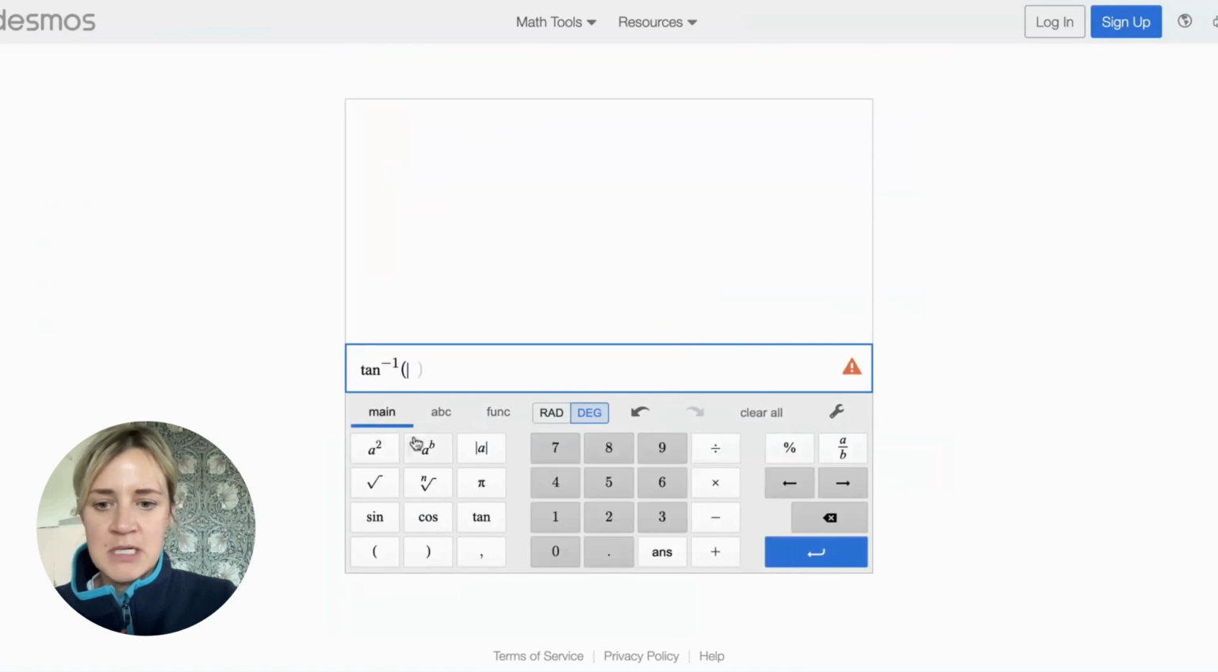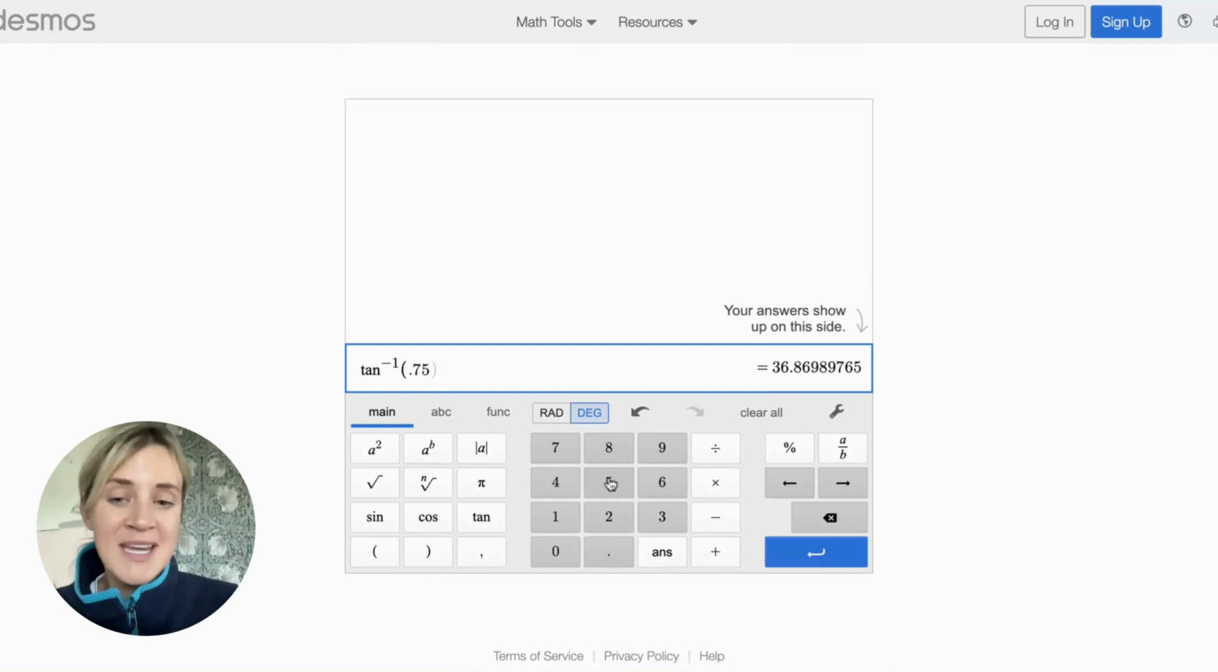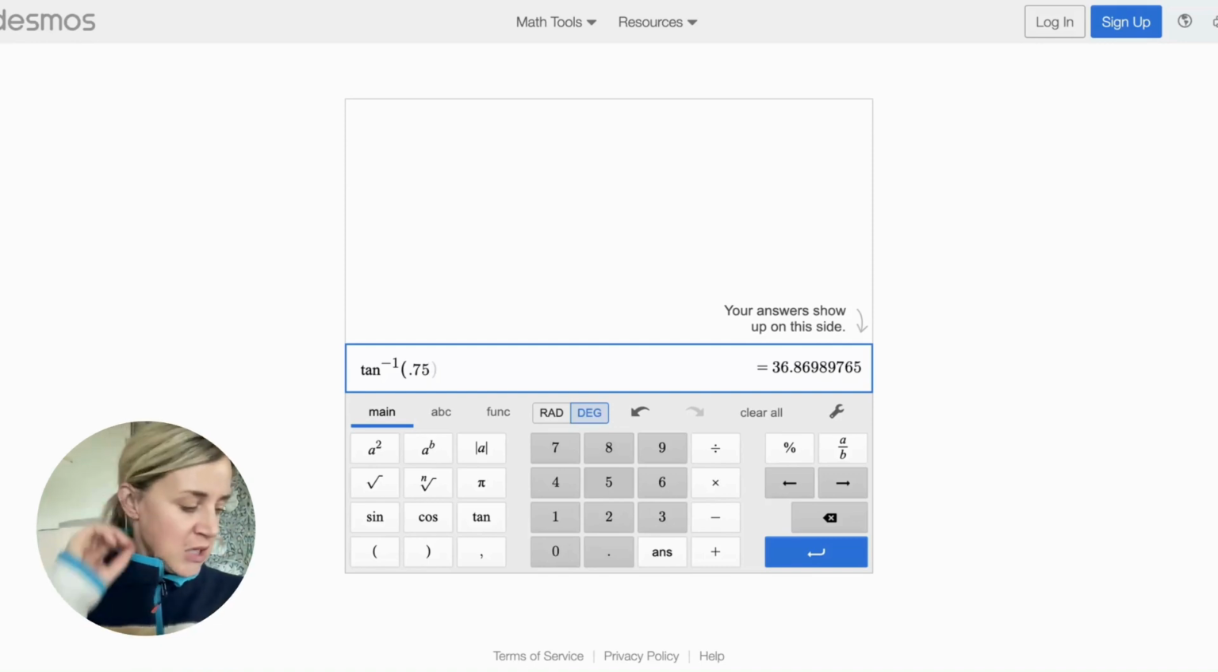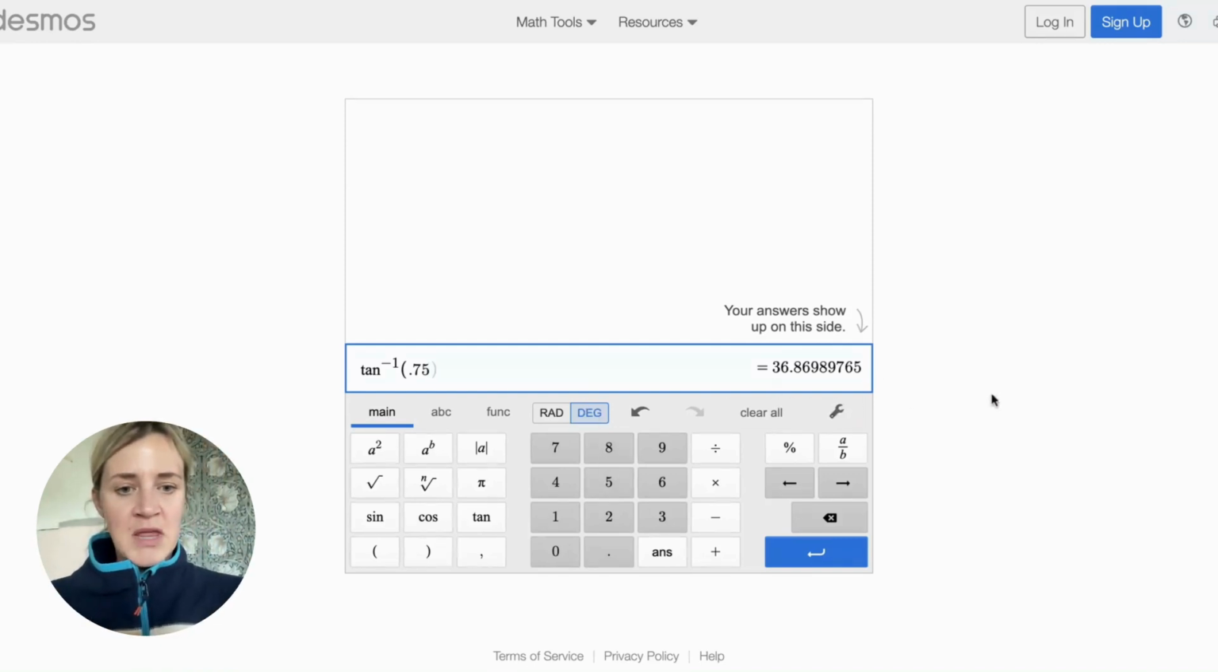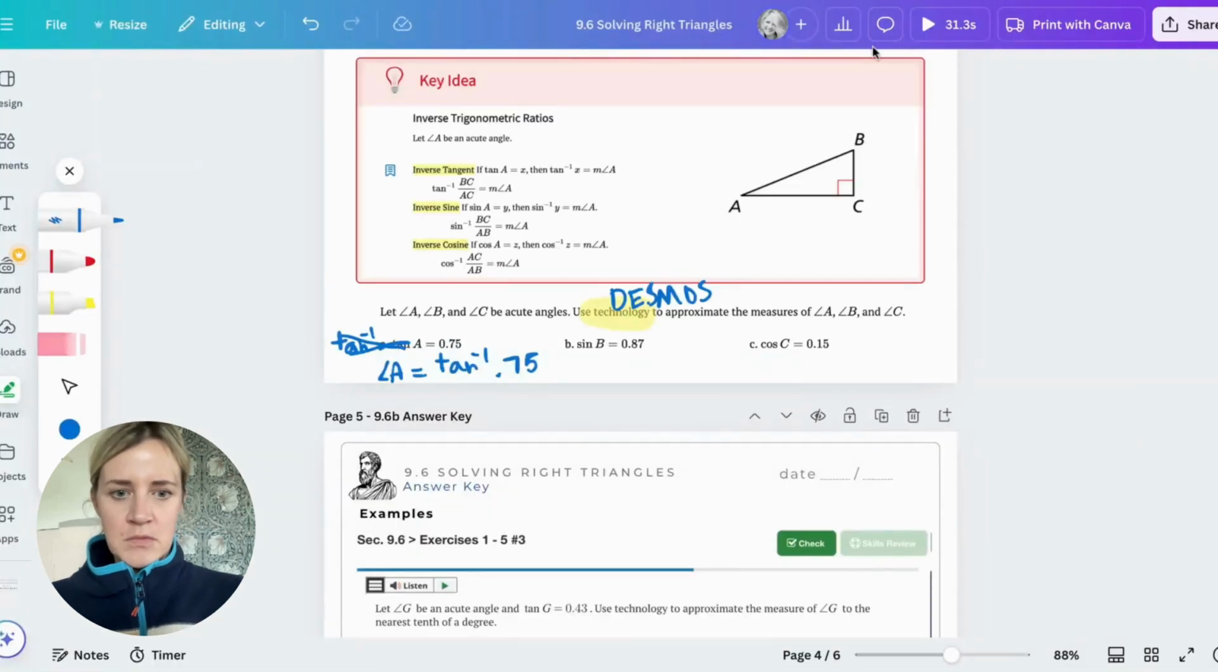Tan inverse, go back to main, 0.75. What we're looking for is an angle measure, so it should be a number that looks kind of like an angle measure. It should be under 90, an acute angle. So we're at 36.8 degrees. Let's round that to 36.9 degrees. It doesn't tell you, so 36.9 degrees is what I'm going to go with for that one.